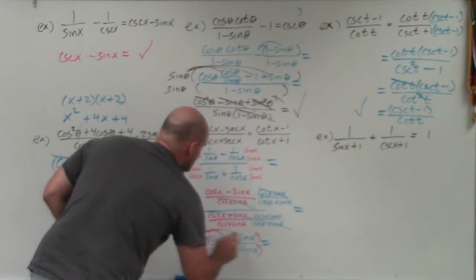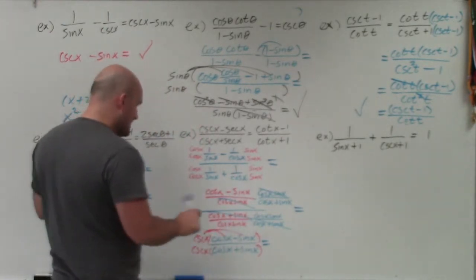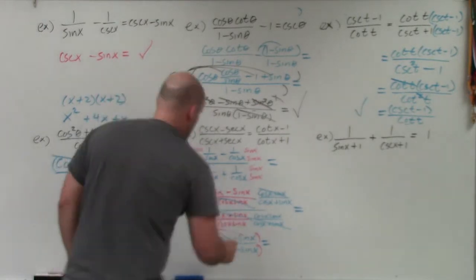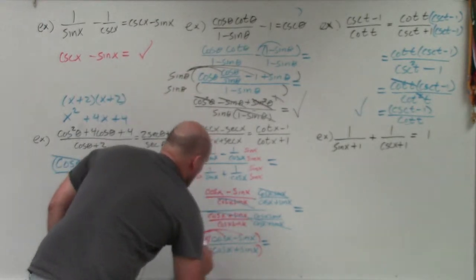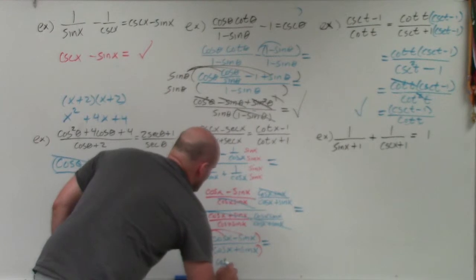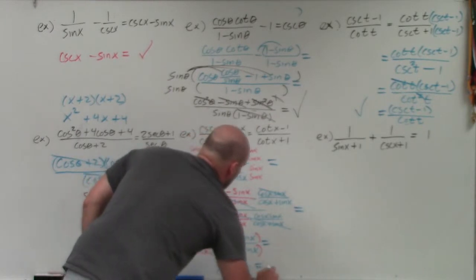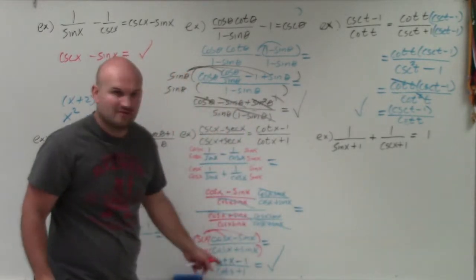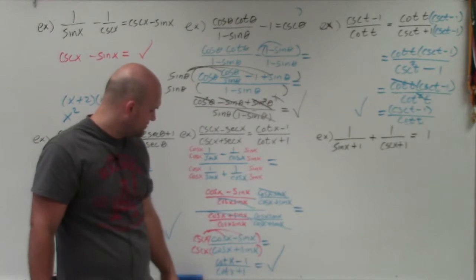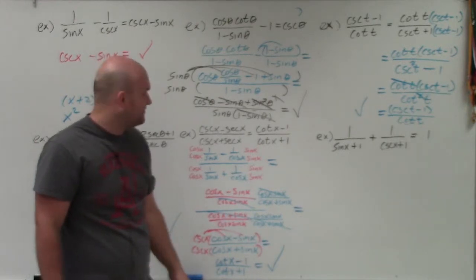And remember, you have to apply the distributive property. And by doing that, what I finally get is cosecant of x times cosine, which is cotangent of x, minus 1, over cotangent of x plus 1. And you can see that it is verified. Hopefully that shows on my video. I'll have to go back to my camera.